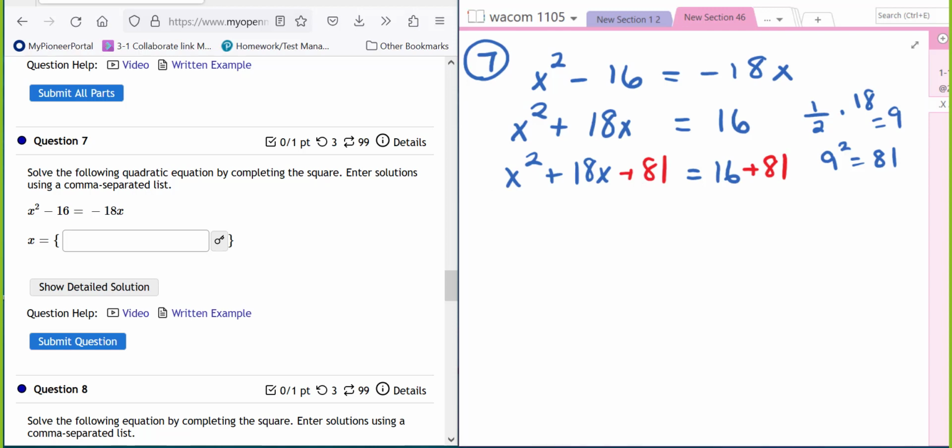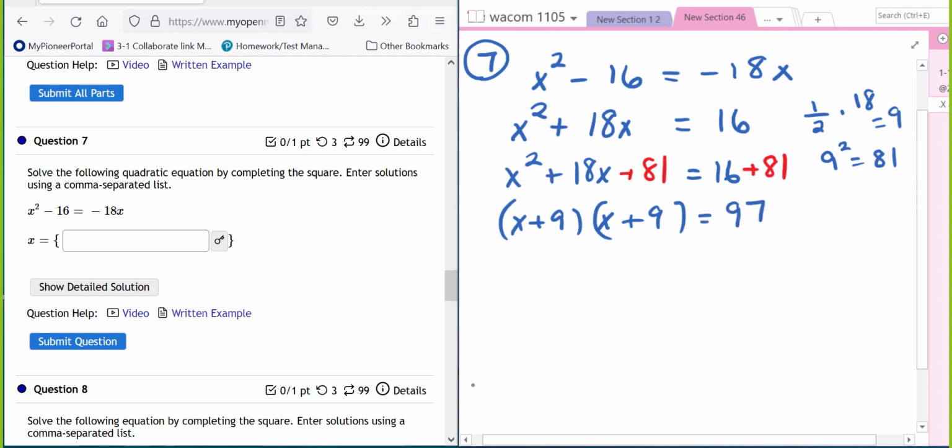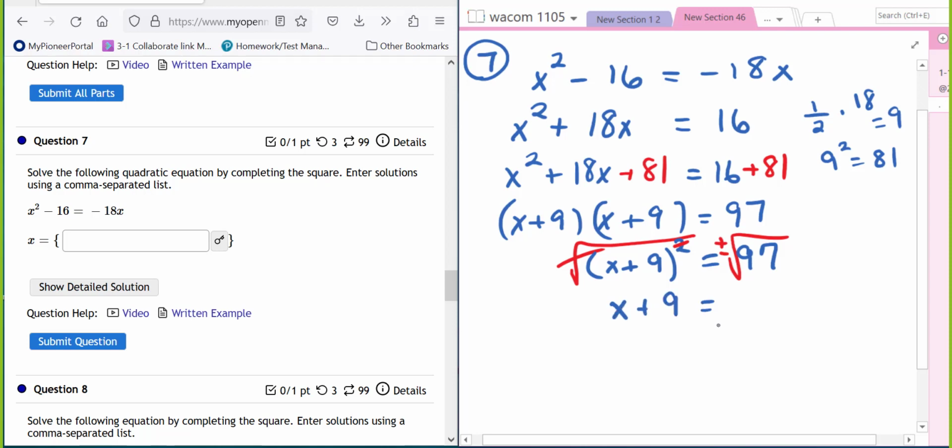Right, so the left-hand side is going to factor, and it's going to pick up the 9. And this side will add to 97. And so this will be written in our square form. You would want to think about the 97, would it break down? Because we're going to take the square root. We'll go ahead and do the square root first. So x plus 9 equals.